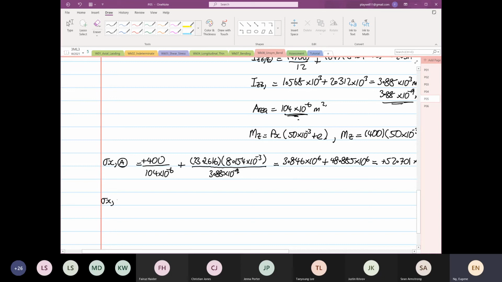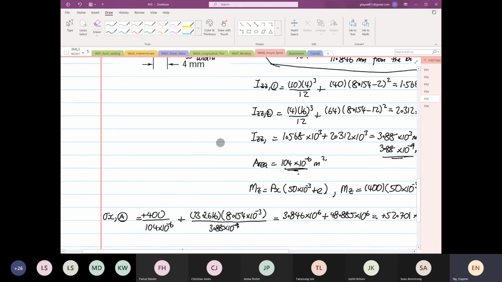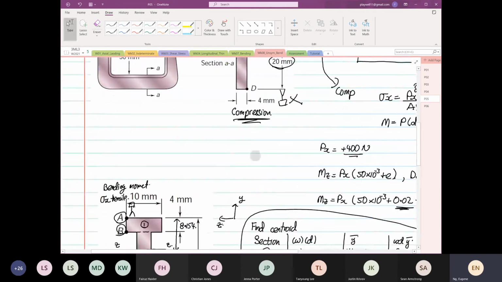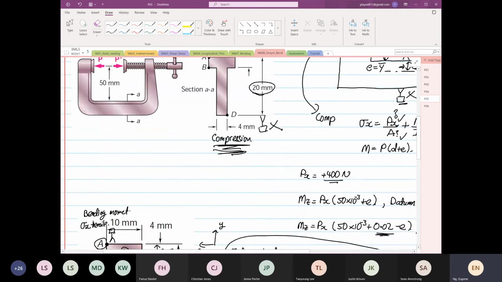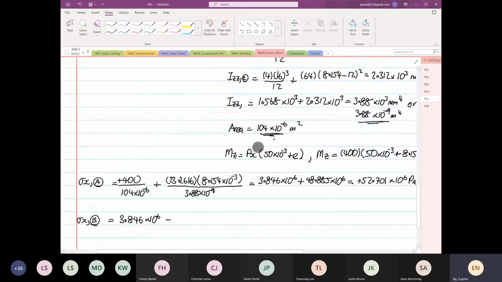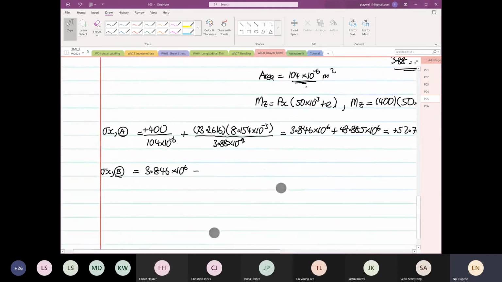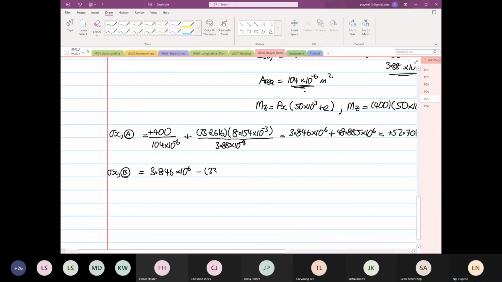So stress X in B. The axial load is still 3.846 times 10 to the power 6. Now the bending moment is going to be compression, yes or no? That's why I tell you don't worry about positive, negative. Once you analyze this, the sign just comes in. If you're going to apply vector form, okay, good luck. You are trusting everything is in a black box.